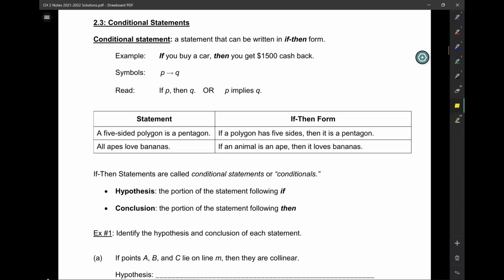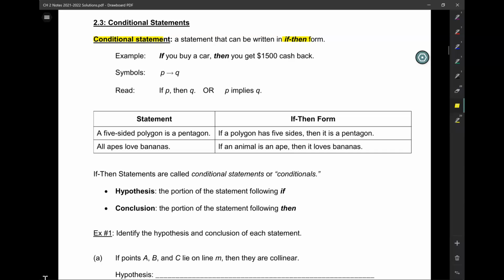So a conditional statement is what we're doing next. A conditional statement is something that we write in what we call if-then form. For example, if you buy a car, then you get $1,500 cash back. Okay? So if blah, blah, blah, then blah, blah, blah.